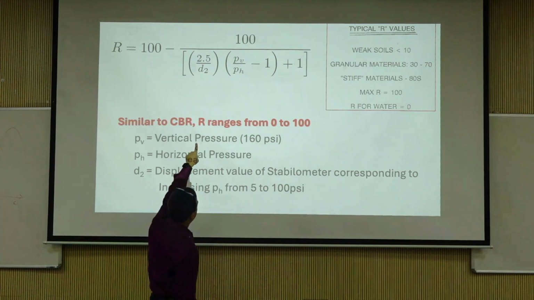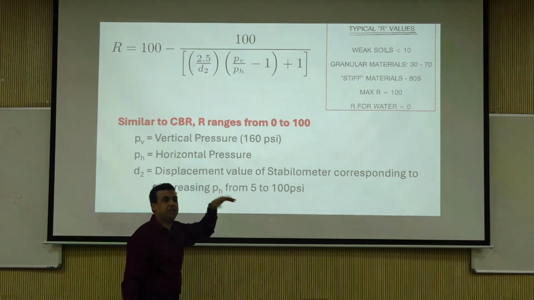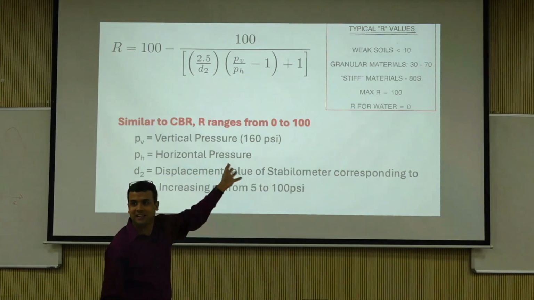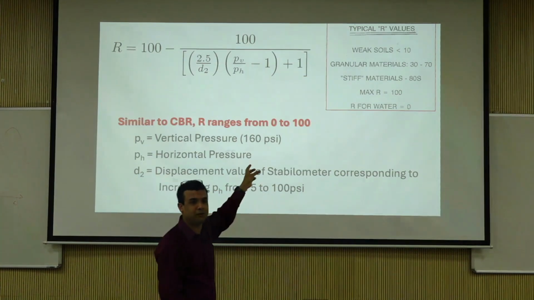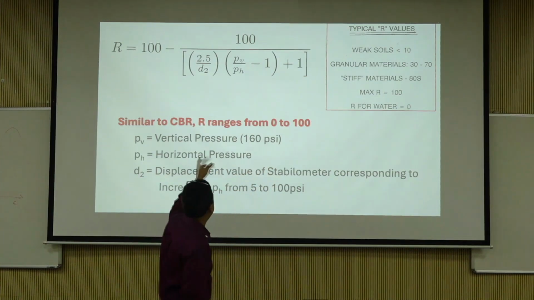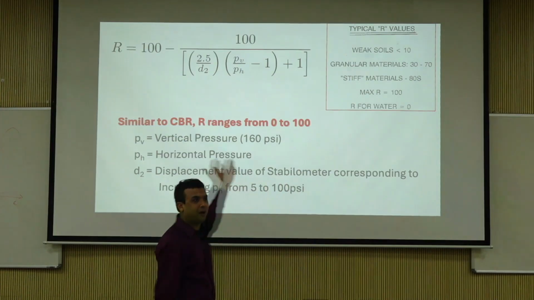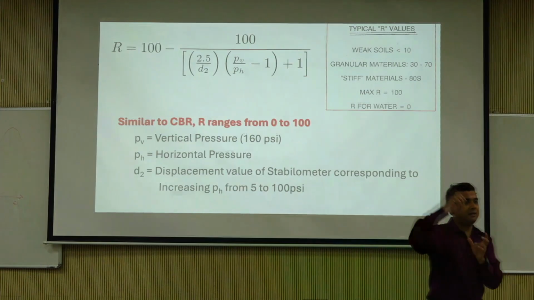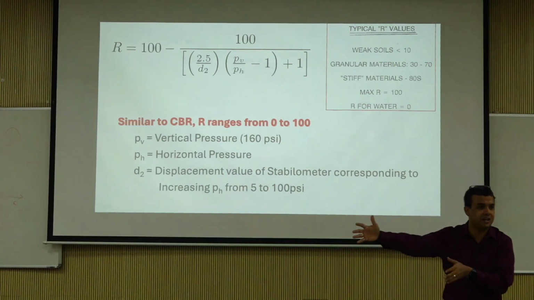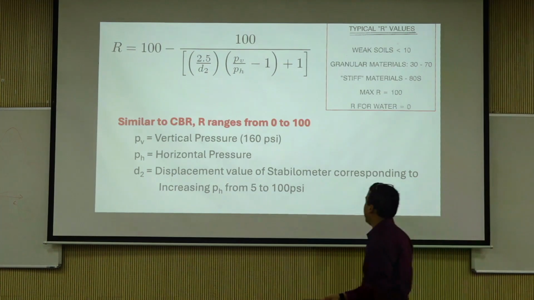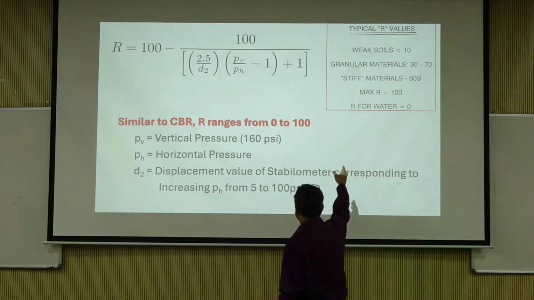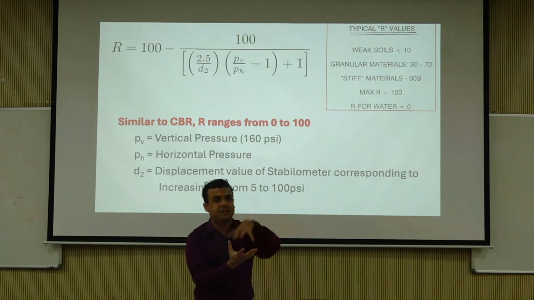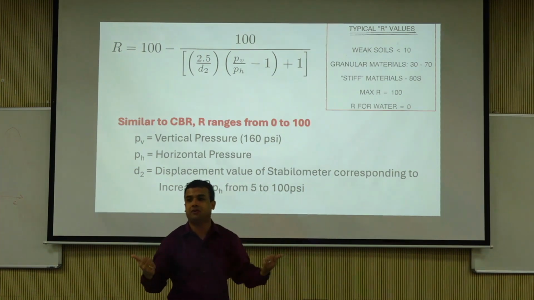So go to that equation. D2 is in the denominator, so that becomes 0. So that term basically becomes infinity, right? I mean, don't go into calculus on me, but yeah, that's infinity, right? So 100 divided by infinity becomes 0. So 100 minus 0 becomes 100. So R value is 100 when it is 100% rigid, right? On the other hand, if it is water, what is going to happen? When you increase V, pressure in the vertical direction, how much will be the increase in horizontal direction?